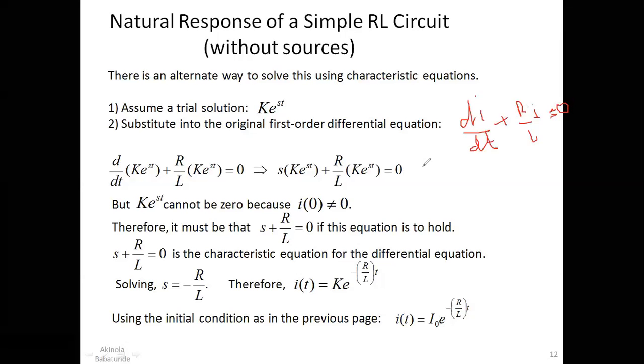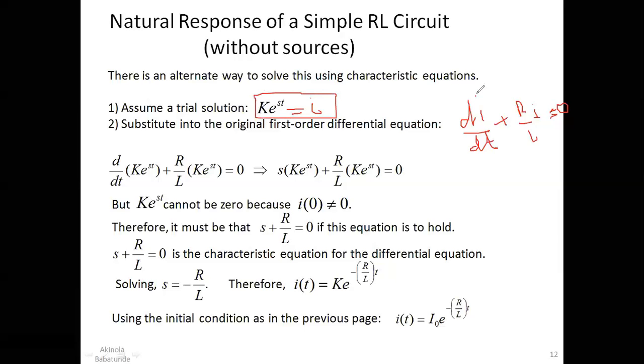In this particular case, we are assuming that we have a trial solution. A trial solution is like an assumed solution of this equation. So we are assuming that by the time we solve this equation, we're going to get a value I which is equal to K exponential st. So we are assuming that I is equal to K e^(st), which is a trial solution. Okay, it's just an assumption.